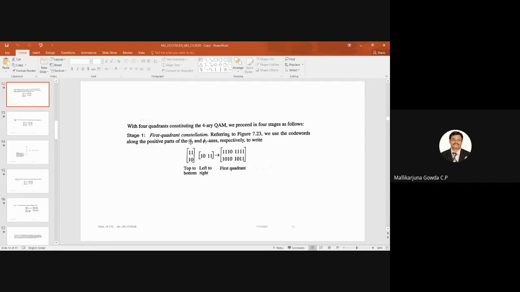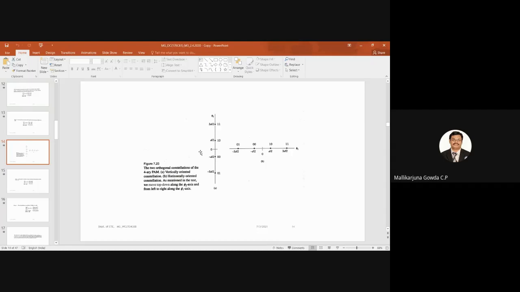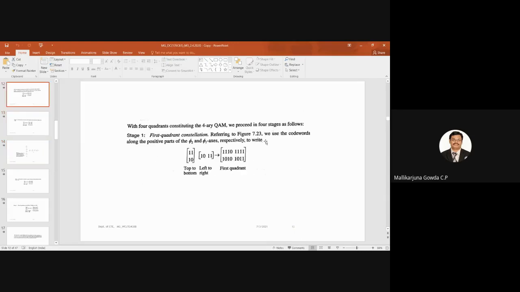To get the first quadrant constellation, we use the code words along with the positive parts of the phi 2 and phi 1 axes. I think it is shown here: this is the phi 1 axis and this is the phi 2 axis, right? So what is written here is multiplying the positive axes of phi 2 and phi 1, that is 1110 with 1011, I get the first quadrant message points. That is what is done as a first step: 1110 multiplied with 1011.